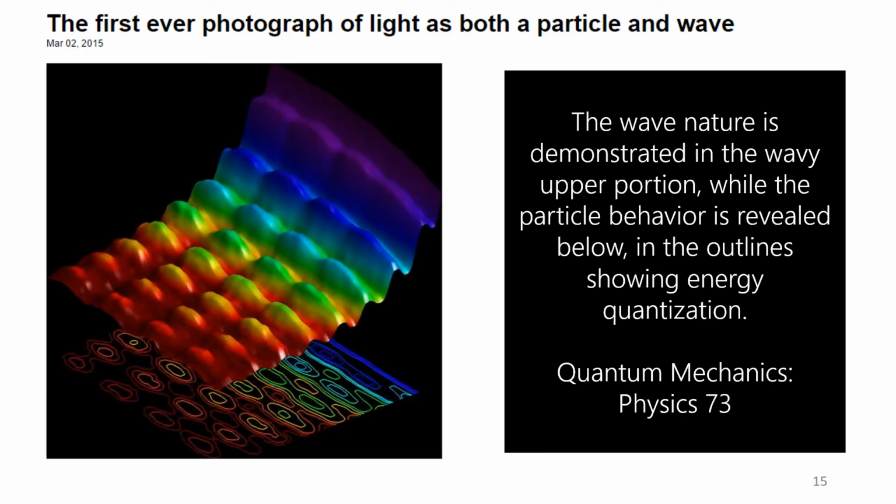A recent 2015 paper in Nature showed light with both wave and particle properties, as you can see on the left. The wave nature shown in the upper graph had clear crests and troughs. The particle behavior was revealed in the lower part of the graph, with the outlines grouping energy quantization. More about the particle properties of light is studied in Physics 73.